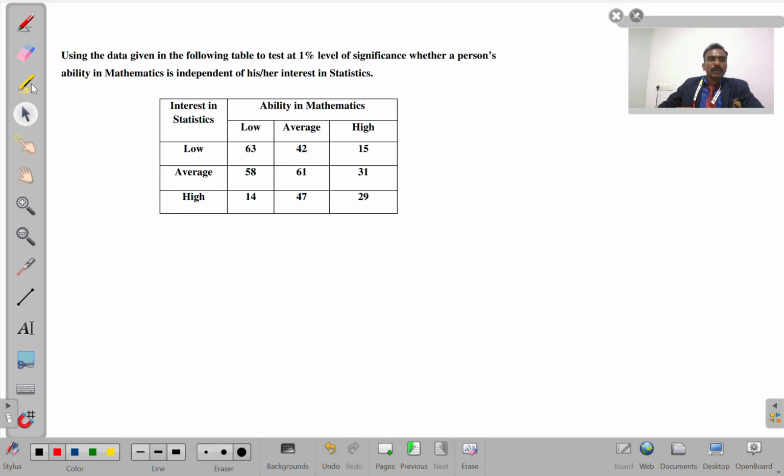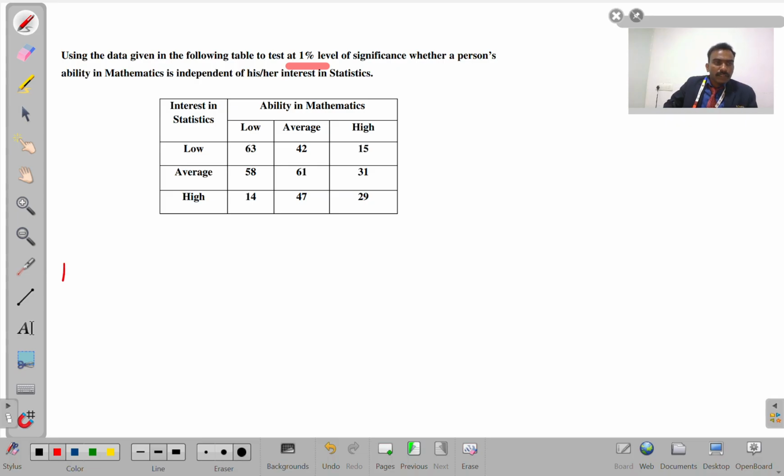In this problem, the level of significance given is 1%. Using this data, we need to analyze whether there is a significant difference between the ability in mathematics and interest in statistics. Obviously, this is a chi-square test, because in this test we are going to analyze whether the given data are independent or not. So we are going to use the chi-square test.